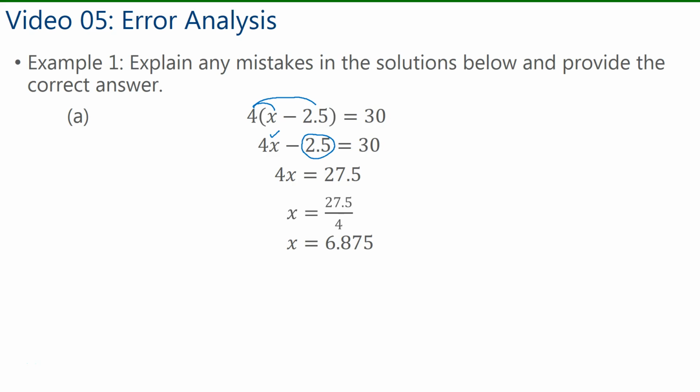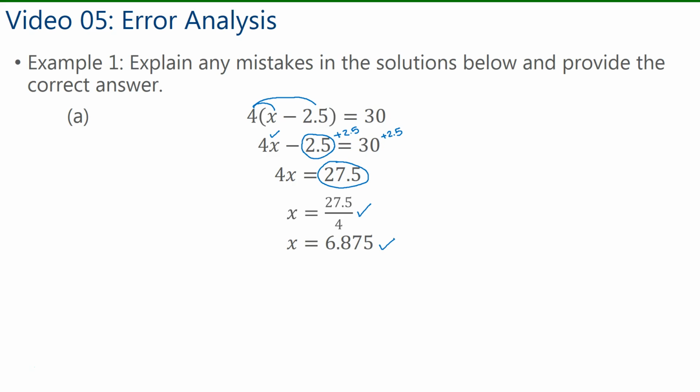Now, to solve for x, you need to perform the inverse operation. So in this case, we need to add 2.5 to both sides. Now, 30 plus 2.5 is not 27.5. So it looks like they subtracted 2.5 instead of adding. Now the next step, you need to divide both sides by 4. So they did that correctly. And now 27.5 divided by 4 is 6.875.